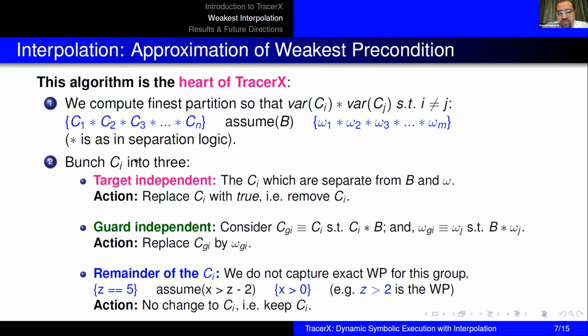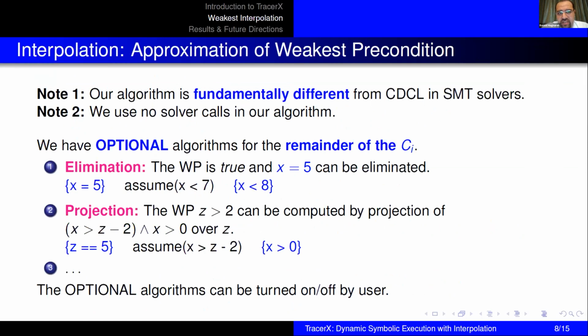So in the end, the interpolation that we are generating for the assume instruction is a combination of the omega ij's and the CIs. Now, before I continue, I would like to mention that our algorithm is fundamentally different from the CDCL used in SMT solvers. The interpolation that we are making is partly coming from the context and partly coming from the post condition. And we do not use any solver calls in our algorithm.